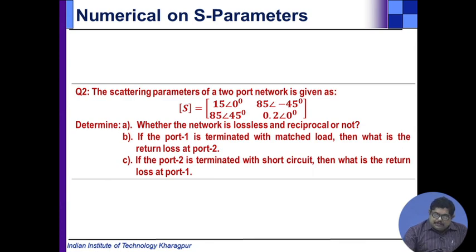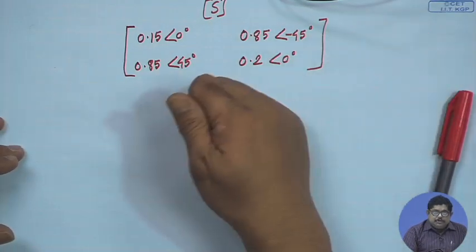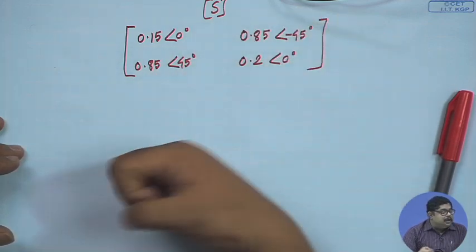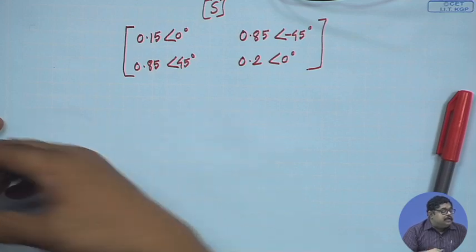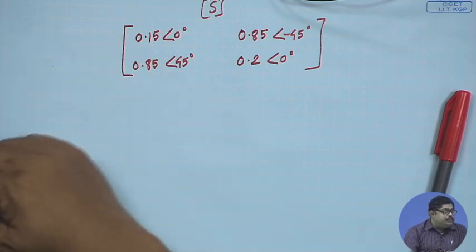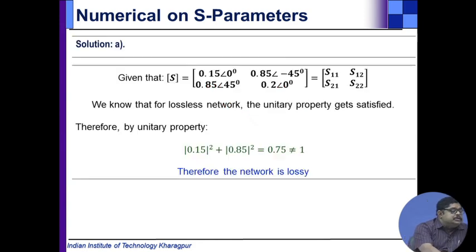So, you know this is the S parameter. We know that it will be reciprocal if S is symmetric, that means S is equal to S transpose, and lossless it will be if S is unitary. So, you will have to check that too. Then it is said that if port 1 is terminated with a matched load, what is the return loss at port 2? And third part, if port 2 is terminated with a short circuit, what is the return loss at port 1? Okay.